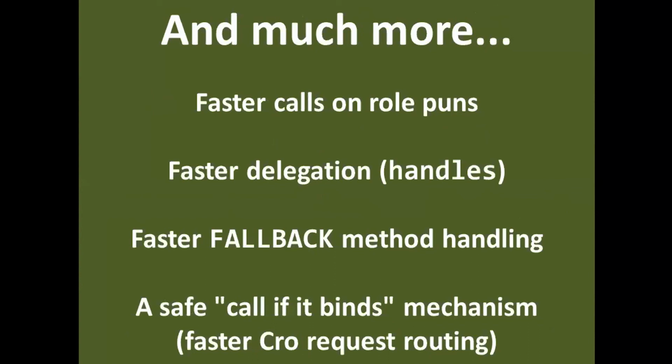And there's lots more. There's lots of little things which today are not so performant that we can tweak and get going a lot faster with the new dispatcher. We might also be able to expose some things we don't have today. Cro request routing today actually checks the signature of a route will match and then invokes it. And there's not a reliable way to just invoke it and find out if it was the thing that failed. And yeah, we can actually maybe expose a call-if-it-binds and enjoy faster request routing there as well in the future, and for anything else that does that kind of design pattern.